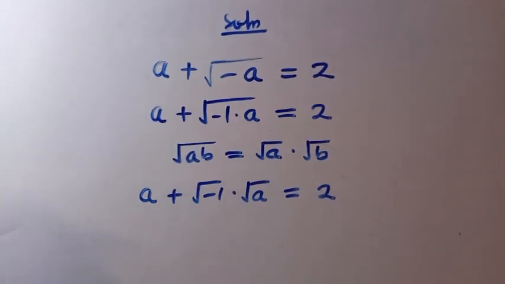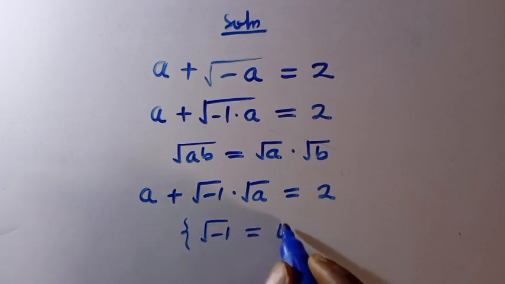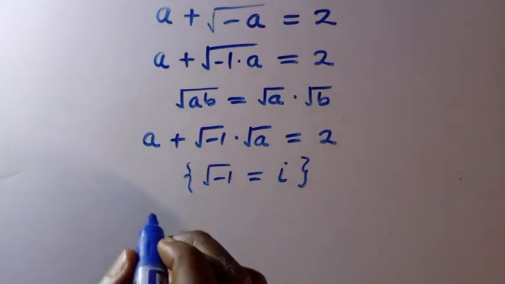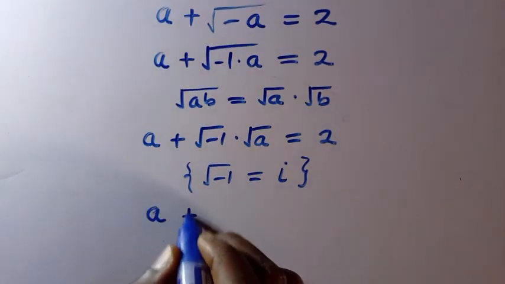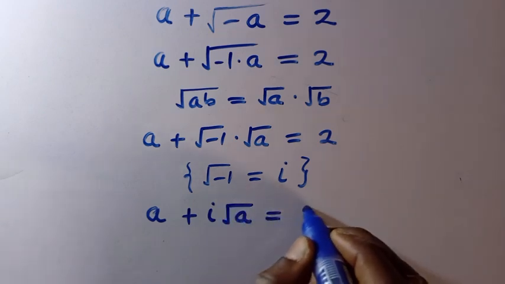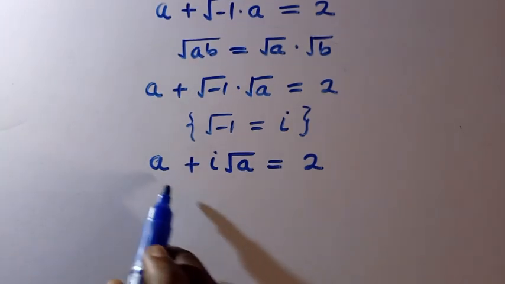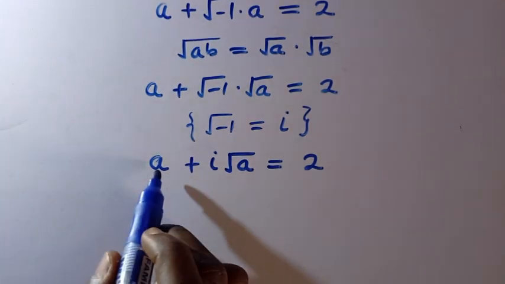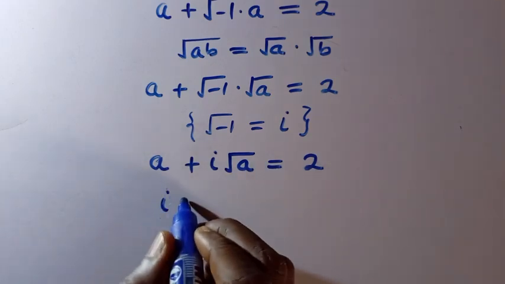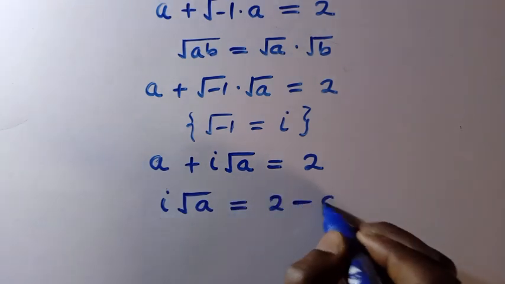And the square root of minus 1 equals i. So by replacing it, we have a plus i square root of a equals 2. At this point, let's transfer this a to the other side. So by transferring a to the other side, we have i multiplied by root a equals 2 minus a.